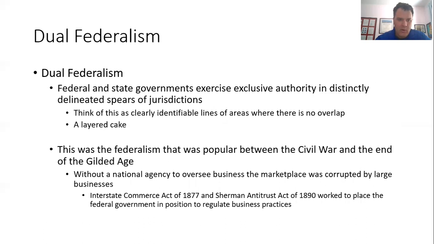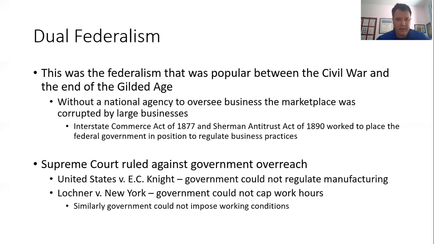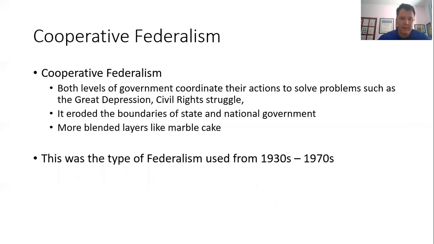And so after the Gilded Age, which was a period in which large business began to control aspects of American society in such a way that the common people and the government felt they had too much power, you start to see a shift in this idea of dual federalism, and you come up with the idea of cooperative federalism. Probably the best examples of this are during the Great Depression, or even during the struggle for civil rights, in which the federal government and state governments work together to install laws and regulations for the betterment of everybody. And this is the type of federalism that's used from the 30s into the 70s.